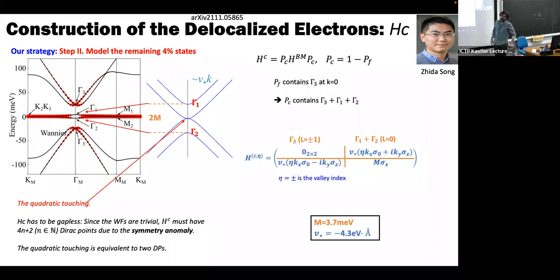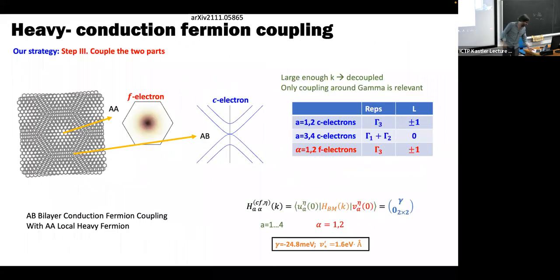The Hamiltonian of this looks exactly like the Hamiltonian of AB bilayer graphene, with the exception that the value of this difference between the gamma one, gamma two representation is very small. It's M, and M is 3.7 millielectron volts, giving you the bandwidth of the Bistritzer-MacDonald bands, twice that, about 8 to 10 millielectron volts. So this gamma one, gamma two representation mass difference, this mass term, is just the Bistritzer-MacDonald band.